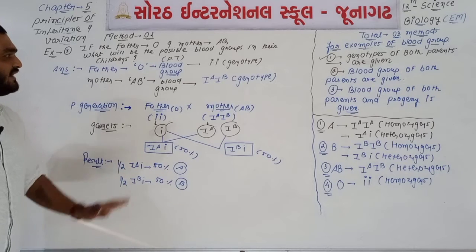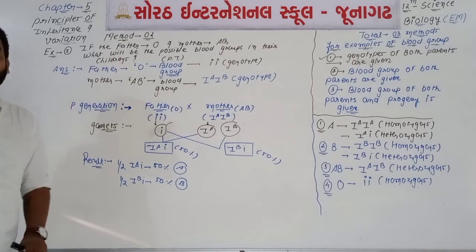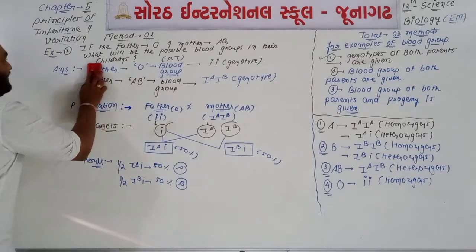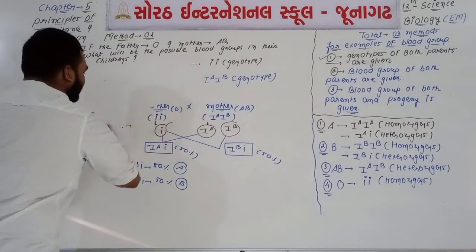So this is the second method. This was the first example of the second method, when the blood groups are given. So the first example is completed. Now we will write the second example for our practice.